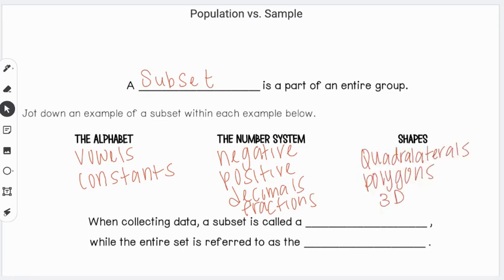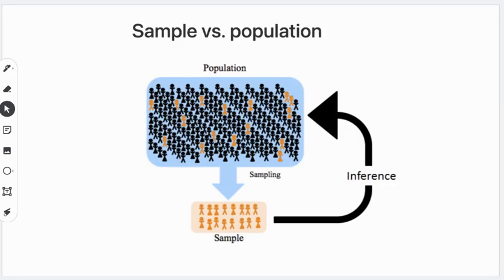So if we are talking about collecting data, a subset is called a sample, whereas the entire set is referred to as the population. So a sample is part of the population. All right, so just to give you a visual of that, the population would include all of these people here. If I were pulling out a sample from the population, that means that I'm just going to pull out a few people from the population to take a survey or something.